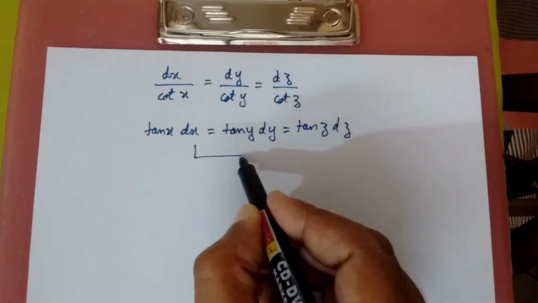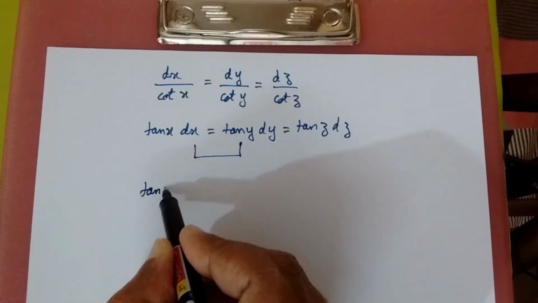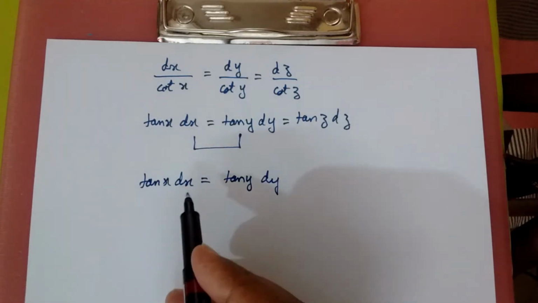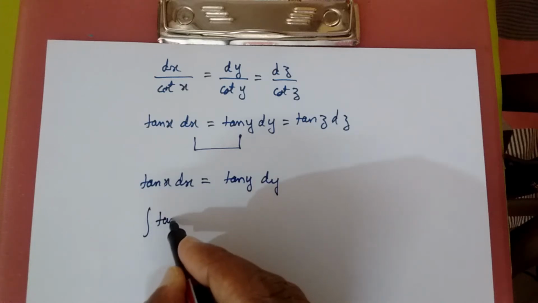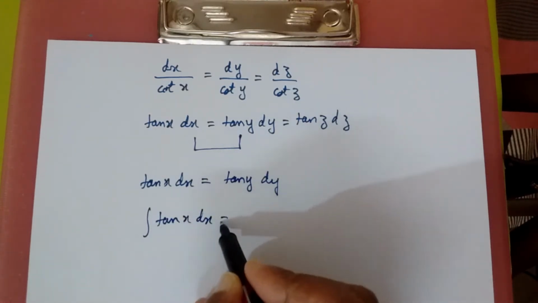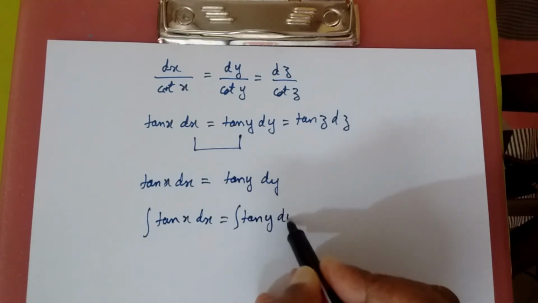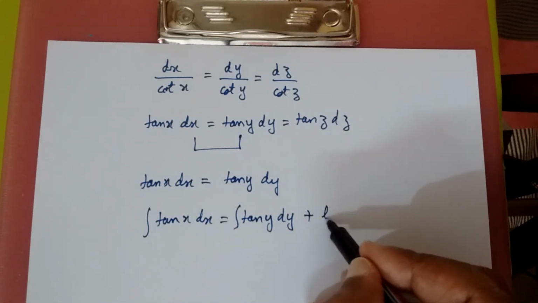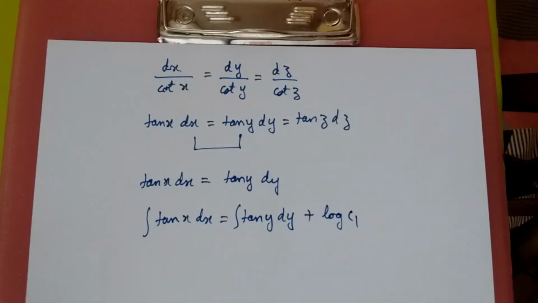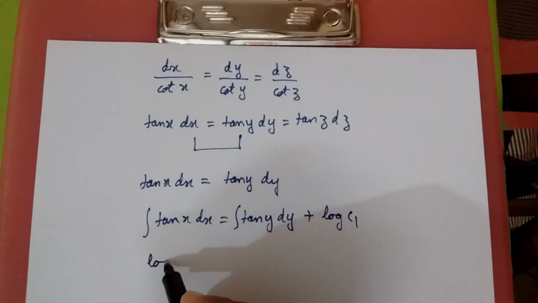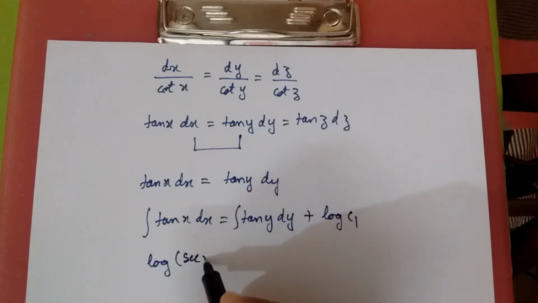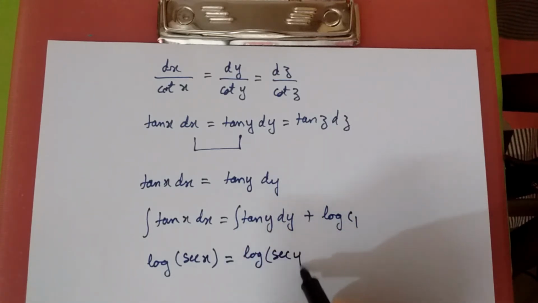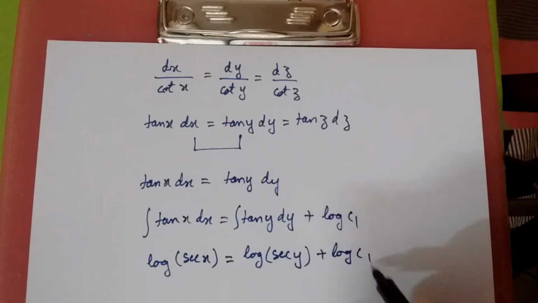So now once again you can consider the first two expressions. So we get tan of x into dx is equals to tan of y into dy. We are in the variable separable form, therefore you can integrate it. Integral of tan of x into dx will be equals to integral of tan of y into dy. As we know that integral of tan x and tan of y gives us log, therefore we add the constant of integration as log of c1. So integral of tan x will become log of secant of x, and integral of tan y will be log of secant of y plus log of c1.